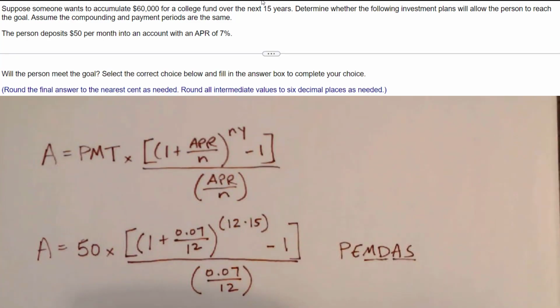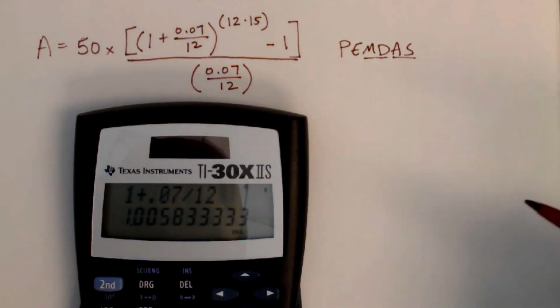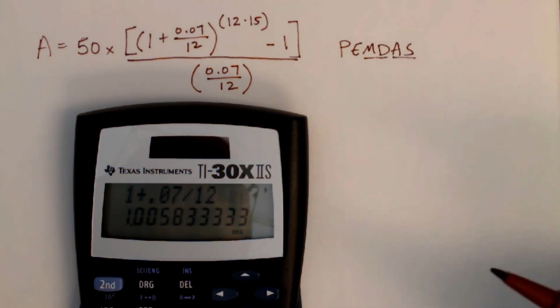Alright, so you see on the screen there it says round the final answer to the nearest cent as needed. Round all intermediate values to 6 decimal places as needed. So it is going to allow us to round in the middle of a problem and still consider that to be correct, as long as we round those intermediate values to 6 decimal places. So inside you get this number. Now it's going to allow us to round that to 6 decimal places as needed.